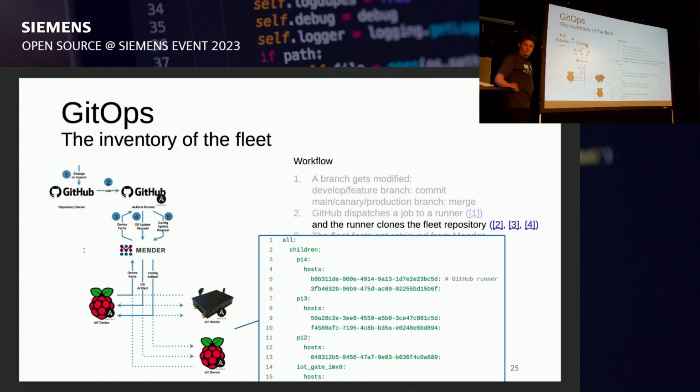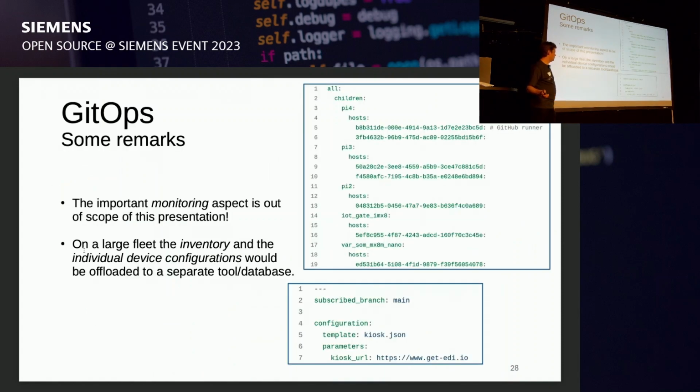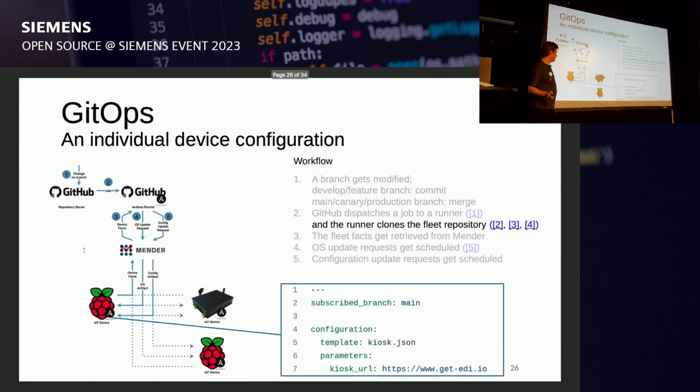That's the inventory of the fleet. So basically it's just UUIDs of the individual devices I have out there. And these UUIDs are actually defined by Mender, so that each device is identified by a unique identifier. That was super fast, sorry.